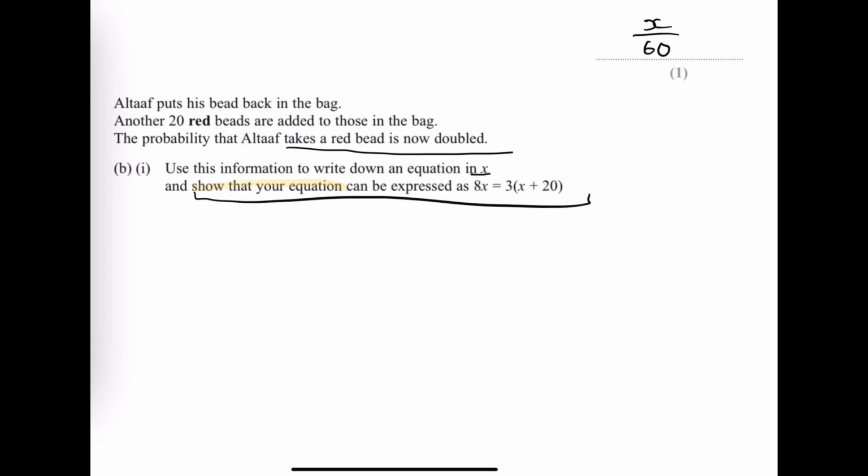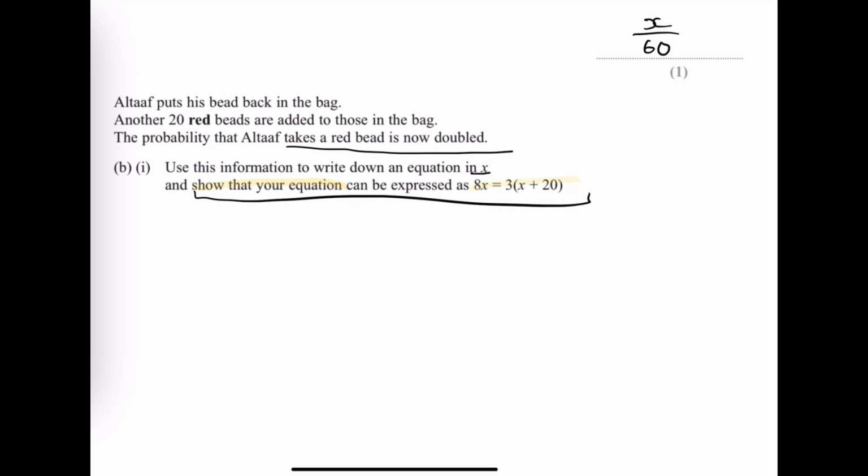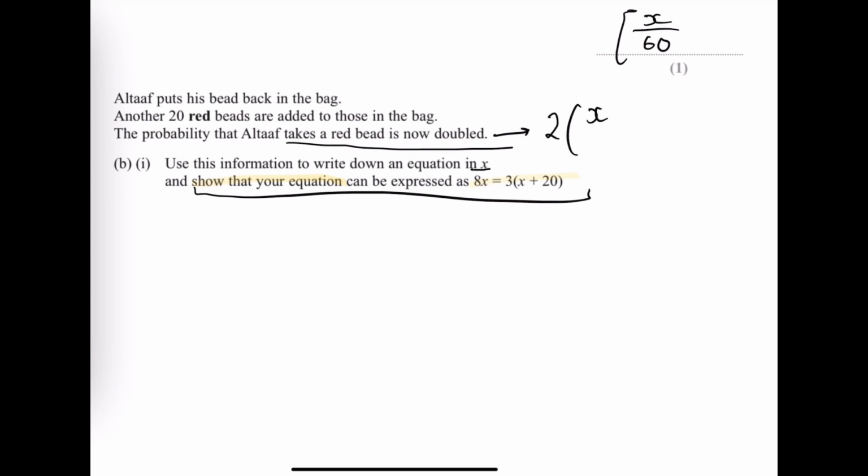If you do get stuck and you don't know how to do it, you can always work backwards, just by putting the answer at the bottom and working your way up. You will get some marks here and there. So we know that the probability that Altaf takes a red bead is now doubled. So we know it was x over 60, but now since it's doubled, we can times it by 2. So now it says 2x over 60.